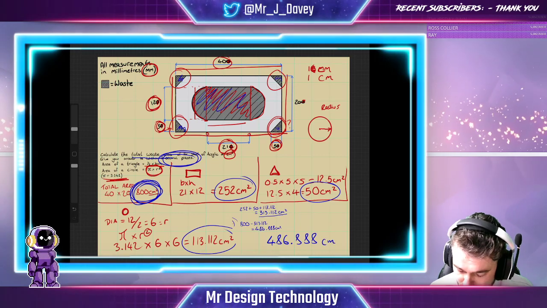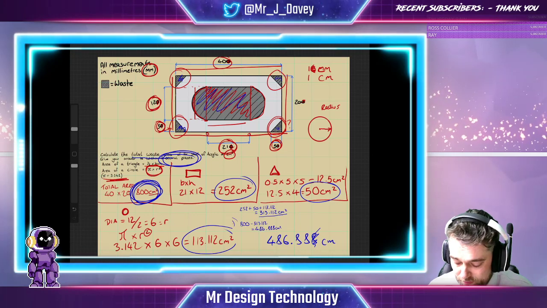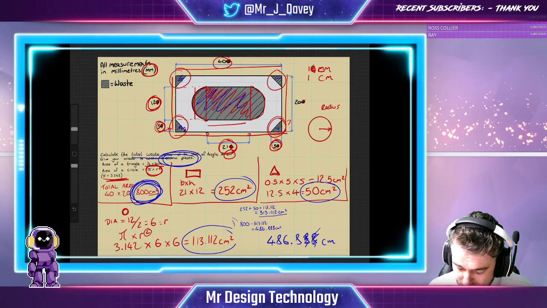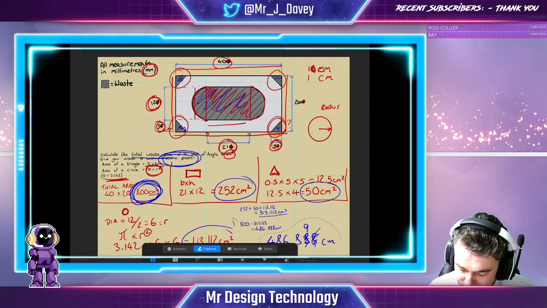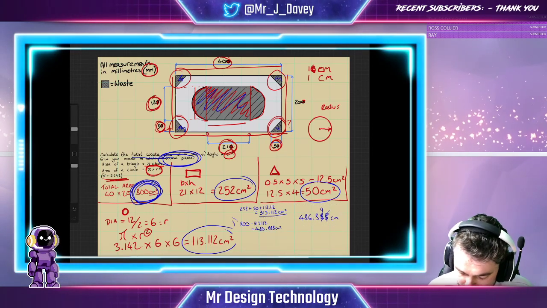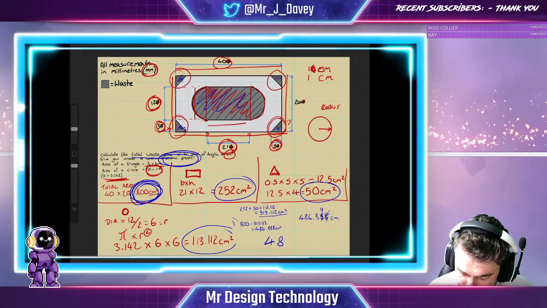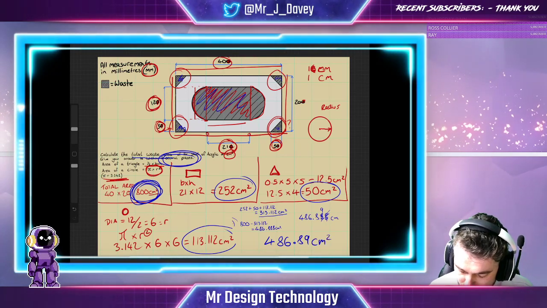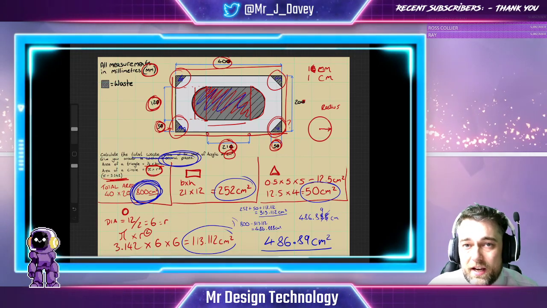486.888 centimeters squared. I need to get rid of this one. And we know from maths that if it's higher than 5, a round up. So I'm going to get rid of that and turn that into a 9. And that, ladies and gentlemen, will give us our final answer. So I'm going to scrub that over there, out the way, and I'm going to give our final answer as 486.89 centimeters squared. Ladies and gentlemen, that is how we answer this question.